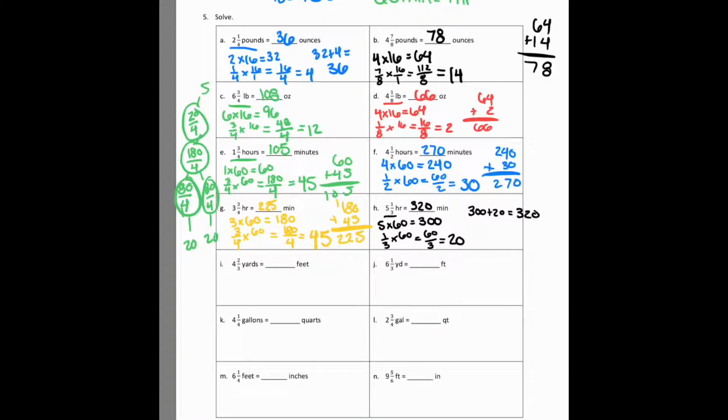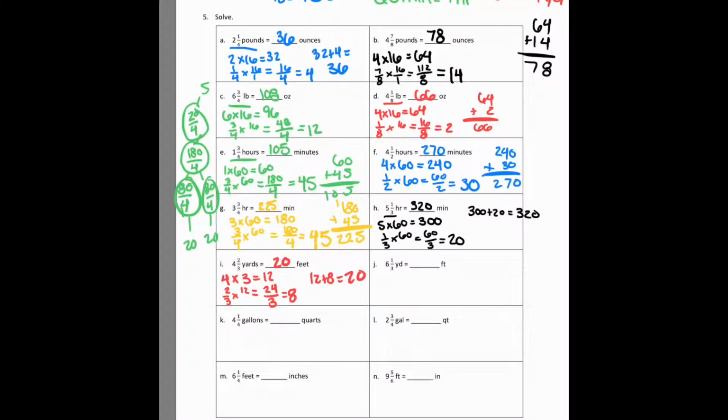All right, let's look at I. Now we're switching to a different measurement. We're doing yards to feet. So up here, I know that 1 yard is equal to 3 feet, or 3 feet is equal to 1 yard. So now instead of multiplying by 60 or 16, I'm going to multiply by 3. 4 times 3 is 12, so those 4 yards are 12 feet. And then 2/3 of a yard times 12 would give me 24 thirds. When I pull out all those wholes, I'll get 8 feet. And so that 12 feet plus that 8 feet will give me 20 feet total.